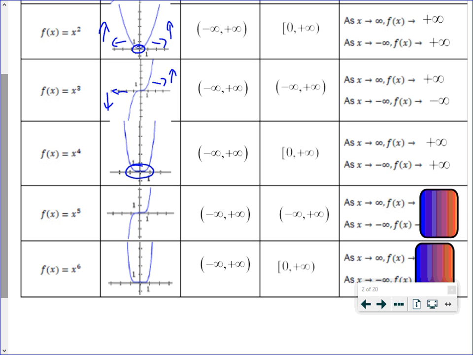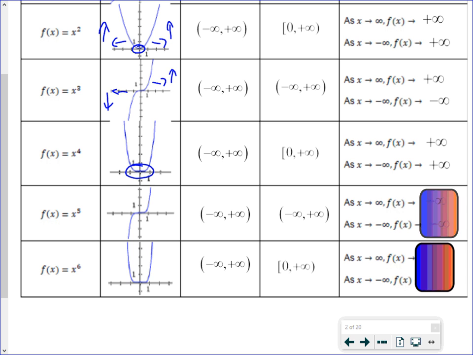As f of x equals x to the 5th power, that also looks very, very similar to f of x equals x cubed. And same thing, they're very similar. They have the same domain, range, and behaviors as f of x equals x cubed. It's all real numbers for the domain, all real numbers for the range, and the end behavior is the same thing as f of x equals x cubed. As x is increased to infinity, f of x is also going to infinity. As x is going to negative infinity, f of x is going to negative infinity as well.